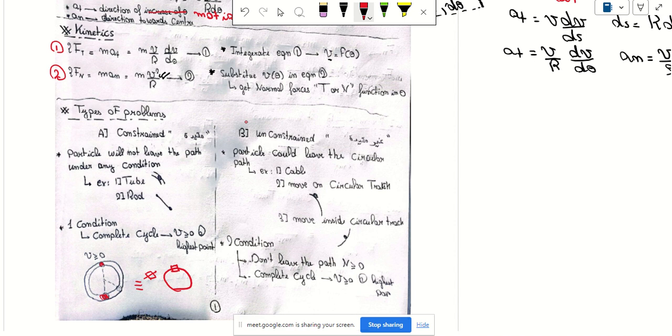Okay. What is the difference between the constrained and the unconstrained? The unconstrained is where the particle could leave the circular path. How could it be done? There is no constraint that the particle must be in a circular path. It could leave it.